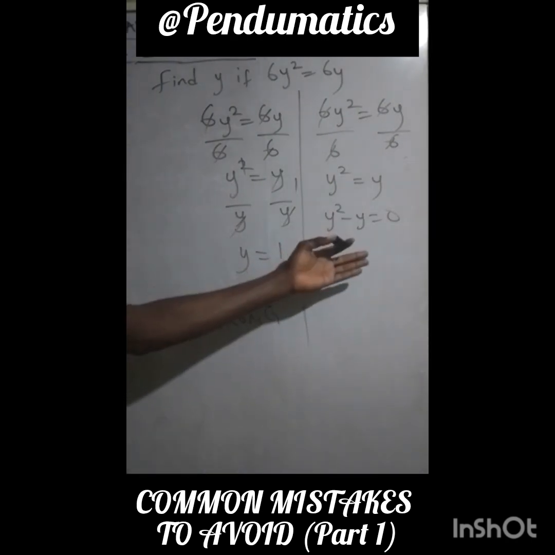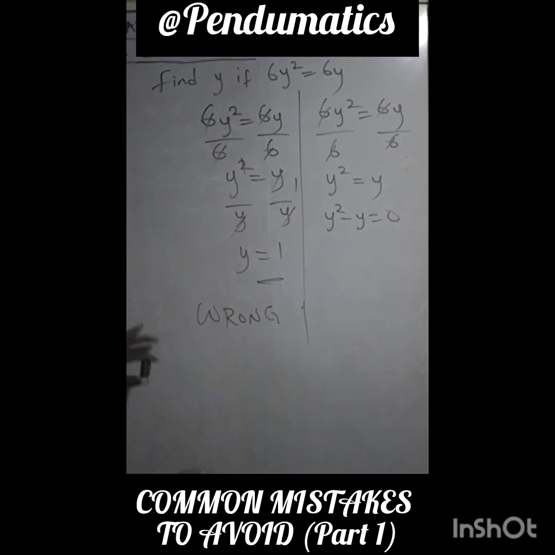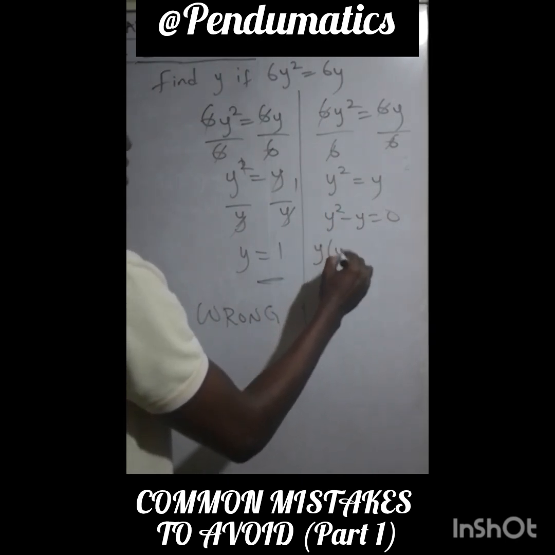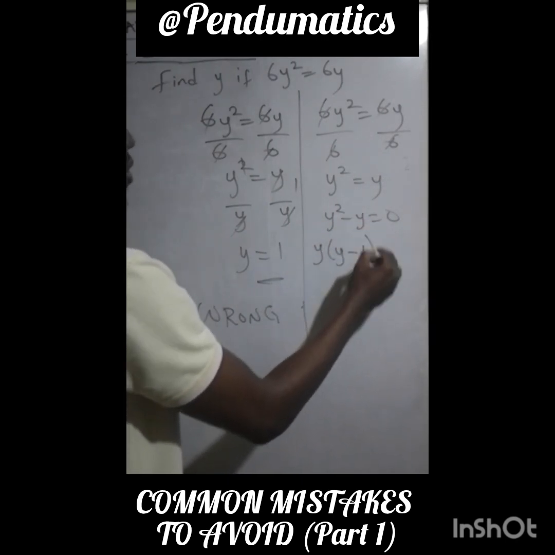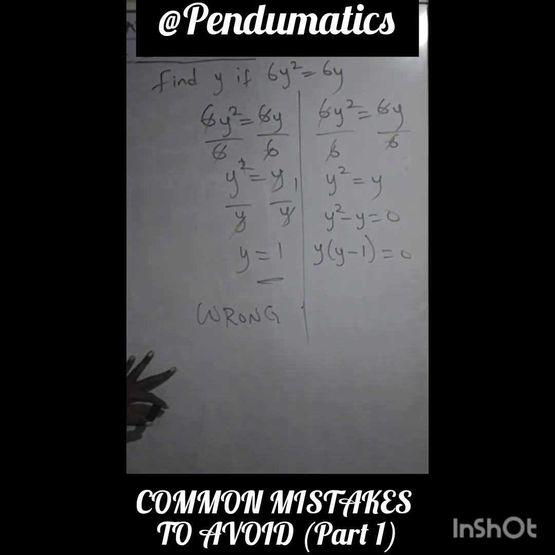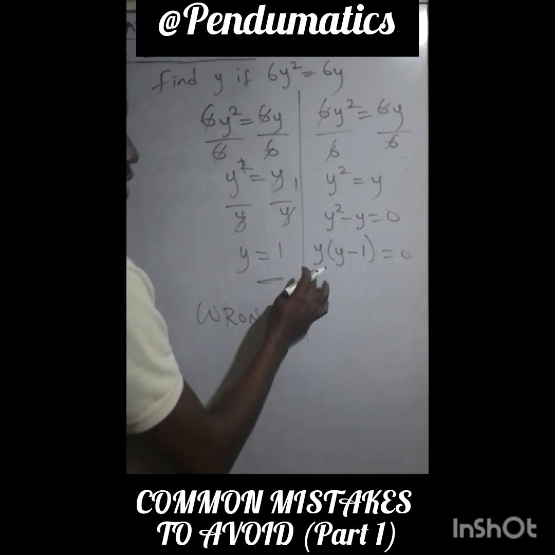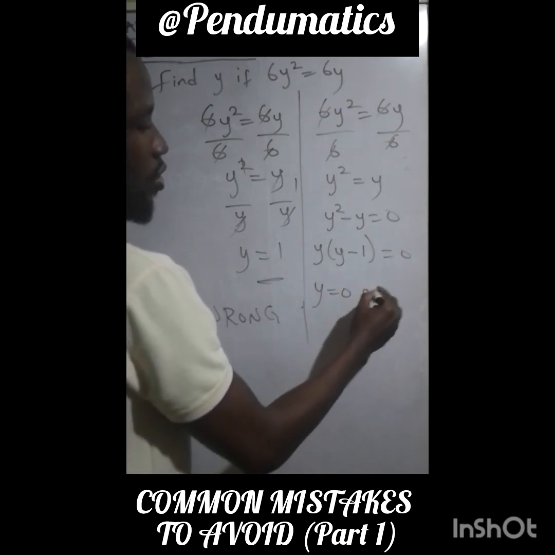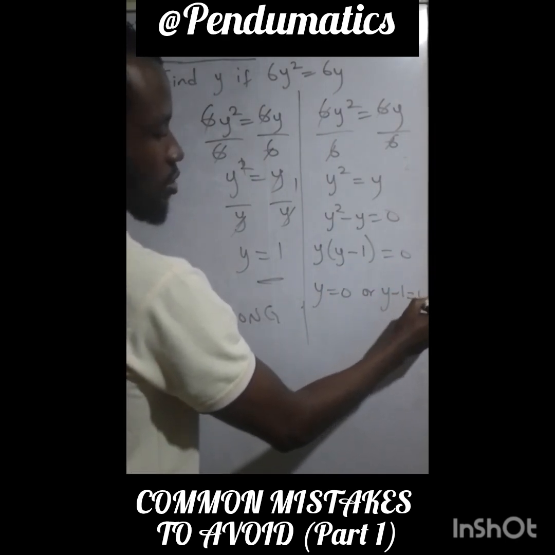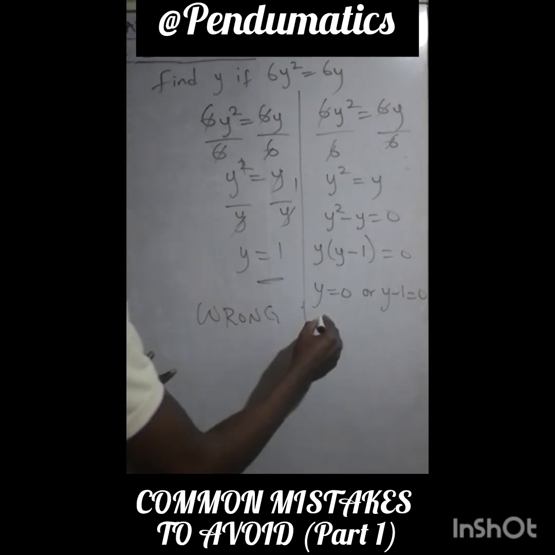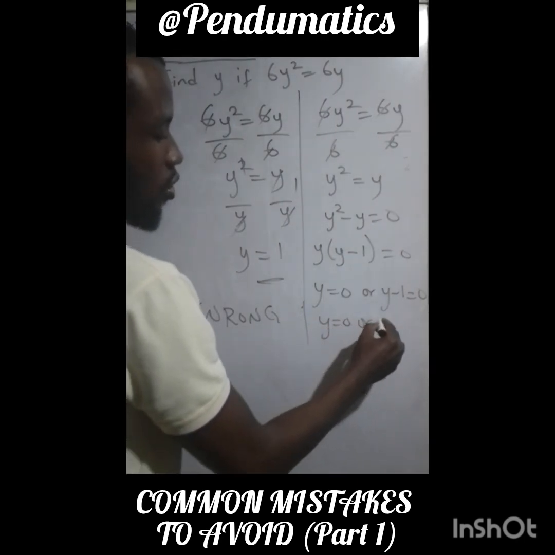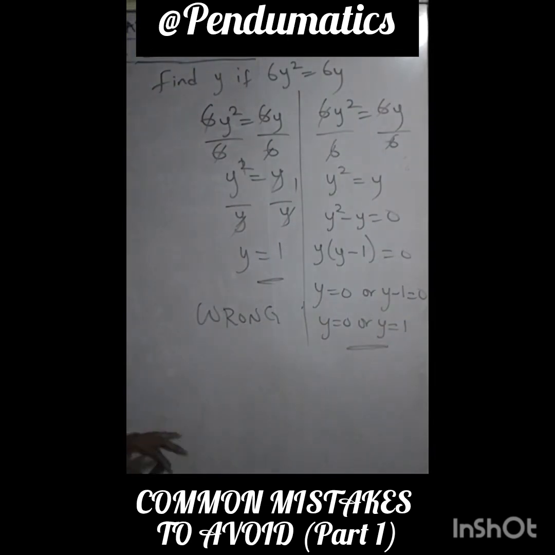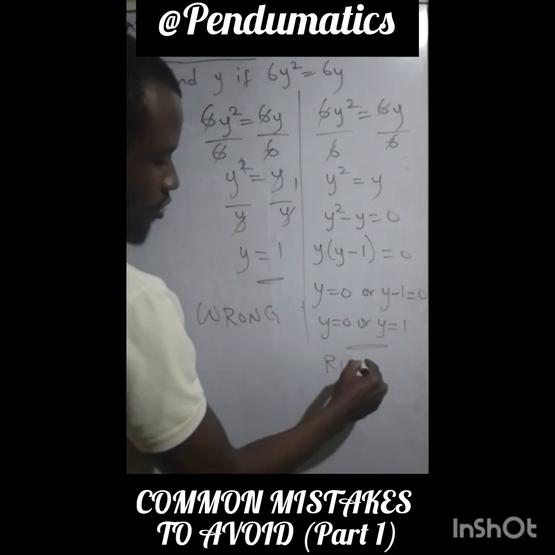Now you have a quadratic equation that you can factorize. If you factorize out y here, y will be left here, minus y here, 1 will be left, equals 0. Now this tells us that y, this one outside the bracket, is equal to 0, or y minus 1 is equal to 0. In which case y is equal to 0, or y, if this one moves here, is equal to 1. Now this is the complete solution of this question.